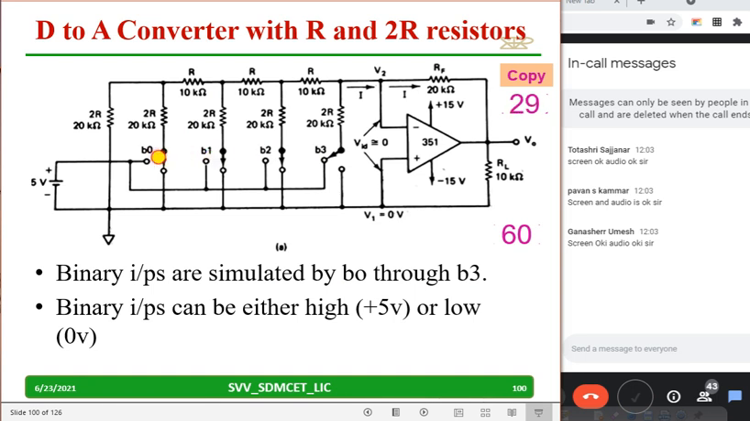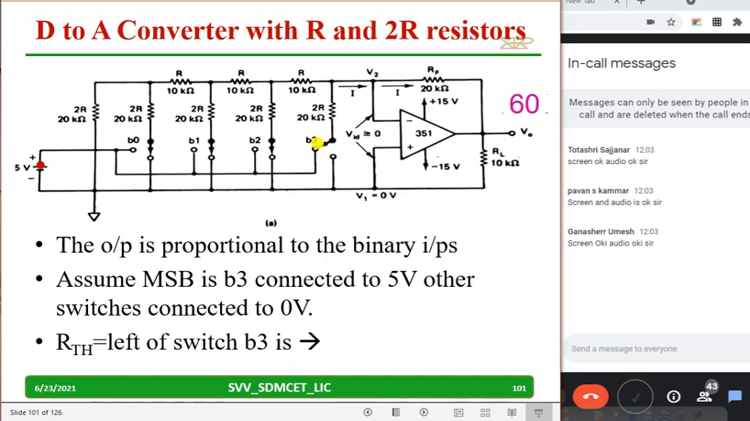All others are connected to 0, or you can say connected to the ground, and always I can have any choice, 0 or 5, 0 or 5, like that I can get again 2 raised to 4 combinations, 16 combinations. Based on this, for example, in this case only B3 is connected, observe carefully. Only B3 is connected and the remaining are grounded. So I have to find RTH to the left of the switch B3. Try to observe carefully and try to understand.